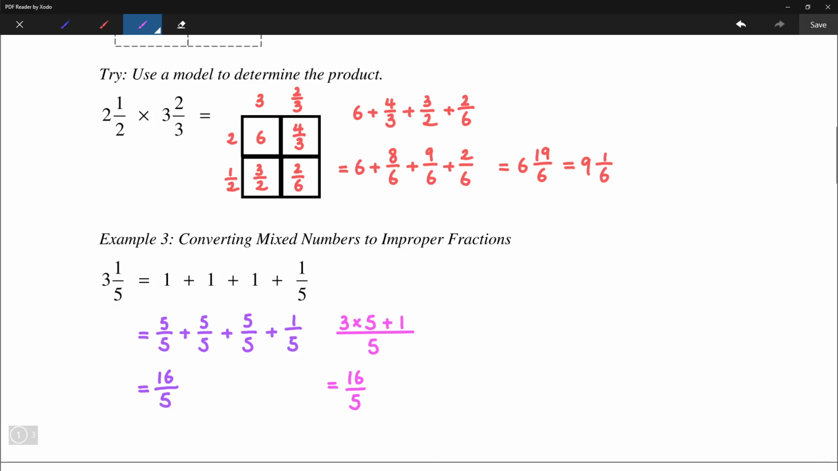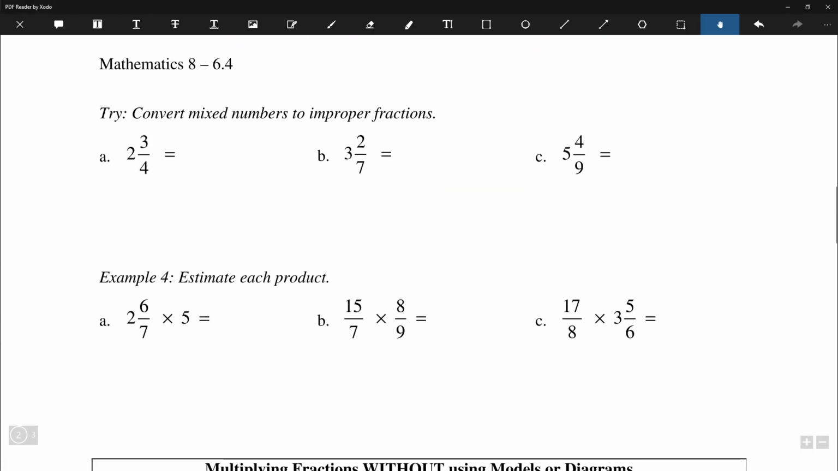Likewise, in the second page, we have some more examples of finding improper fractions. So, in the first case, 2 times 4 is 8. 8 plus 3 is 11, so we have 11 over 4. In the second case, 3 times 7 is 21, so this is 21 plus 2 is 23 over 7. And finally, 5 times 9 is 45, plus 4 is 49 over 9.